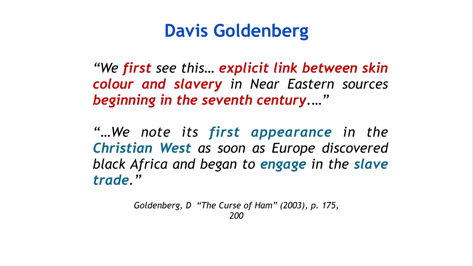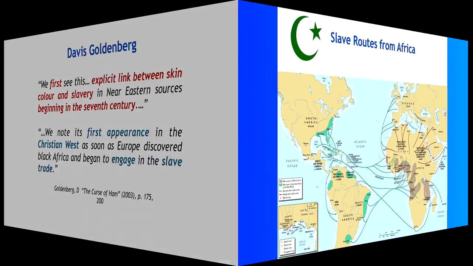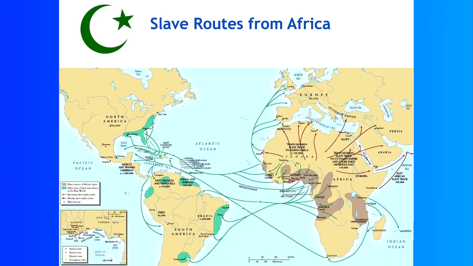color and slavery in Near Eastern sources beginning in the 7th century. We note its first appearance in the Christian West as soon as Europe discovered black Africa and began to engage in the slave trade, which is much later. That's the 1400s. So 700 years later, this is now introduced in Christian lands, but it was first begun in the Muslim world, in the Near East. Hugely significant.